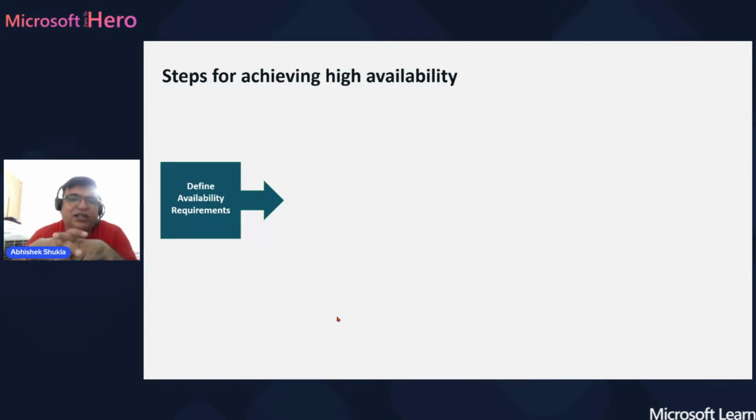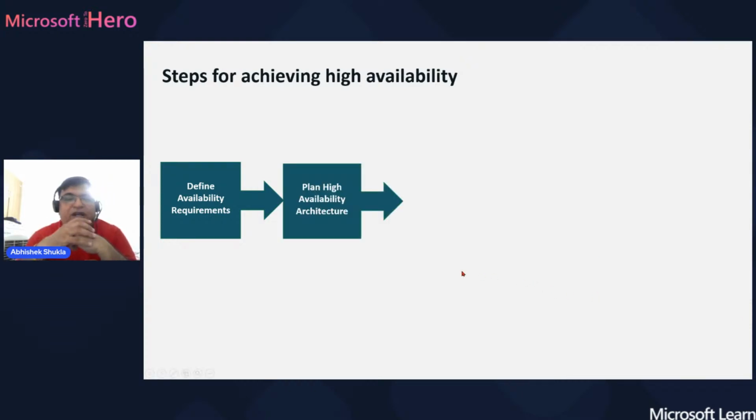For example, a single virtual machine has a 99.5 percent SLA. If you want to achieve higher, say 99.99, of course you need to create more than one virtual machine. Then the next one is to plan the high availability architecture. Once your requirement is clear, you can think about your high availability architecture for it. But again, you need to identify what can be a single point of failure in your architecture or in your solution.